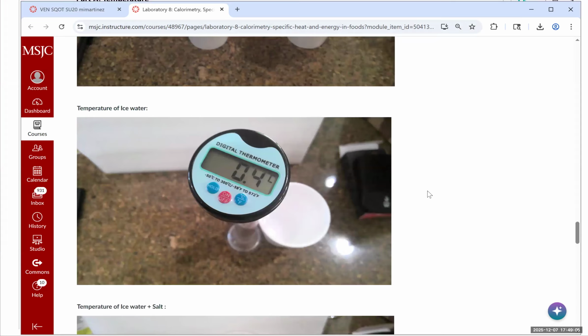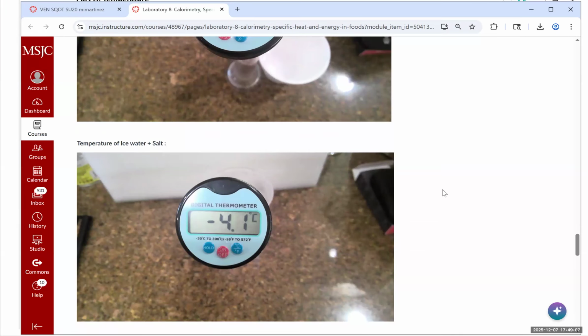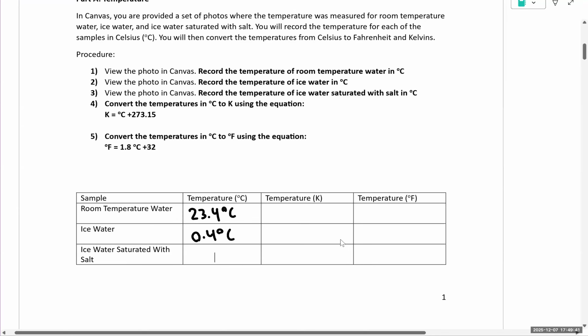Finally, we have the ice water saturated with salt. Generally, when you dissolve salt in water, this lowers the freezing point of the sample. So generally, if you want to prepare a sample of ice water at a lower temperature, you mix in a large quantity of salt. That in turn lowers the freezing point, which allows you to get a lower temperature sample of ice water. So in this case, our temperature of the ice water that's been saturated with salt is negative 4.1 degrees Celsius.